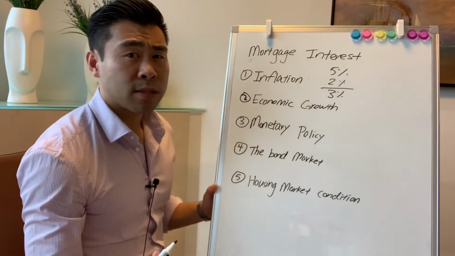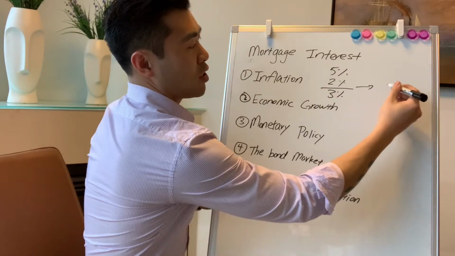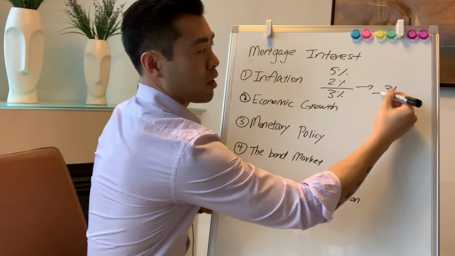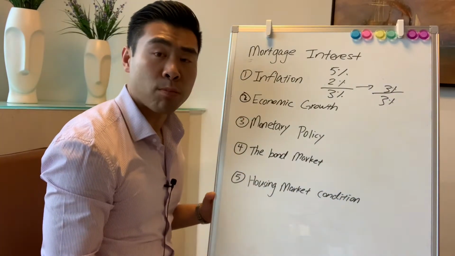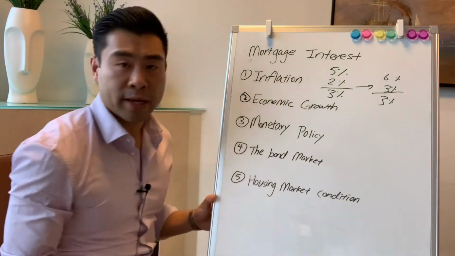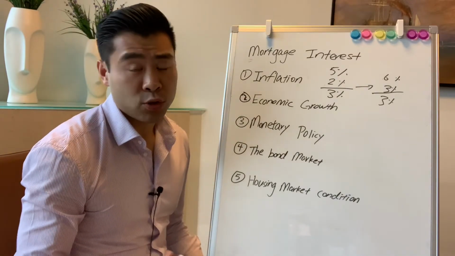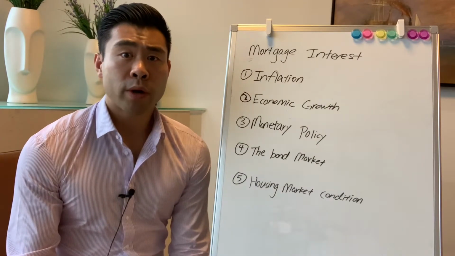Now, for example, say if inflation actually rises, let's say the inflation is now 3%. Now, for the bank to still keep their 3% return, they're gonna have to jack up the interest rate on mortgages to make sure they still get their 3%. So that will make it 6%. So you see, as inflation goes up, interest rate is gonna have to go up to make sure the bank still makes their 3%. Number 2, economic growth.